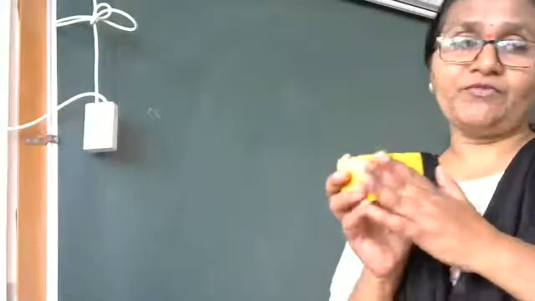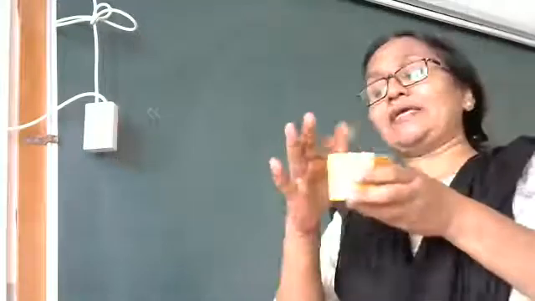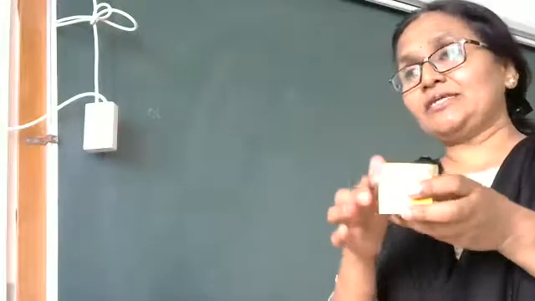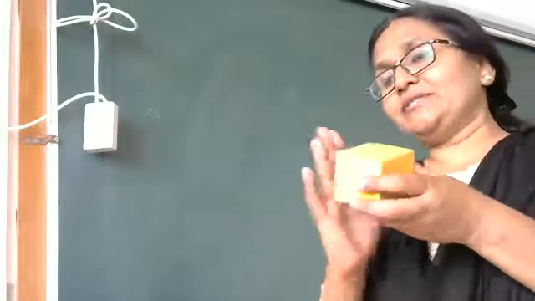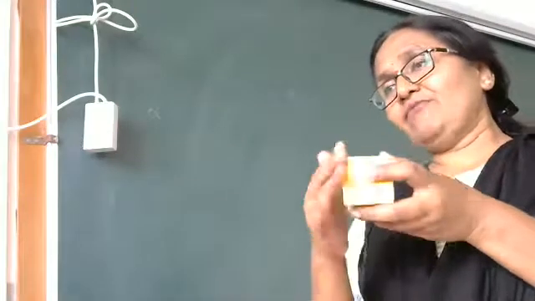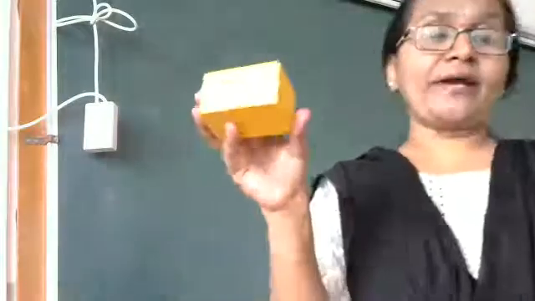Face. Okay, face. And the two faces that meet at an edge, this is called an edge, or edges. Okay, this face and this face, where they meet is called an edge. Then we will learn, for example, now I have taken this cuboid.